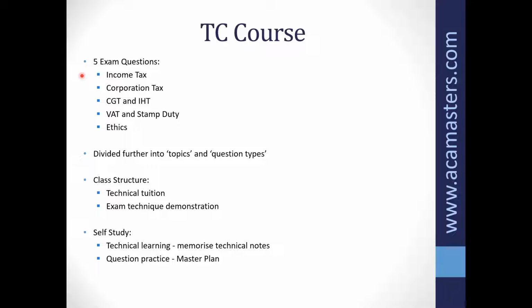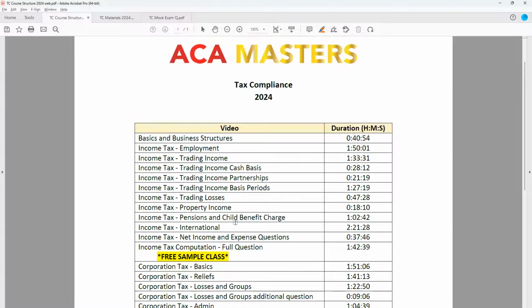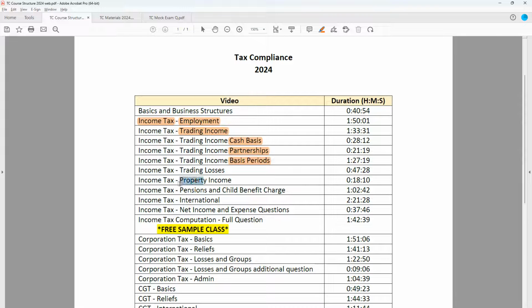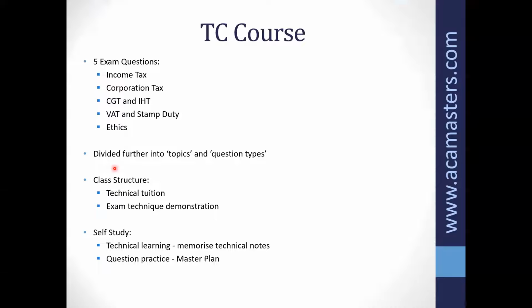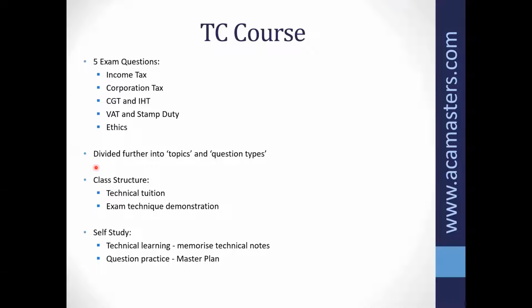So therefore, our course is structured in this way, and we begin with income tax, and you can see that we subdivide it down into smaller topics. So you can see we take income tax and break it down: class on employment, class on trading income, and then smaller parts on trading income like cash basis, partnerships, etc. Different schedules of income, so like property, pensions, international, etc. So you can see how we break it down into smaller topics and question types, and this helps make it much more manageable. It's a very big syllabus, the TC exam. There's a lot to cover, but breaking it down like this makes it a lot more manageable.